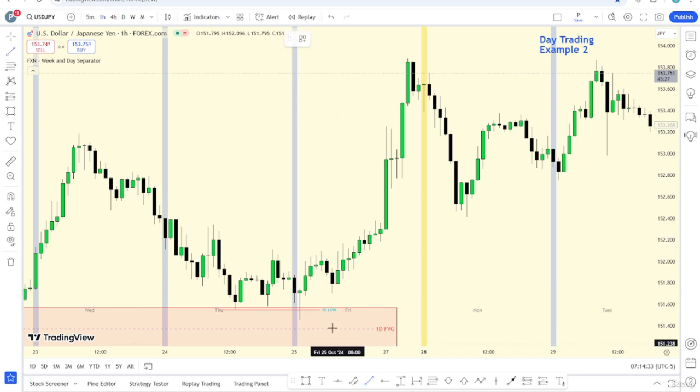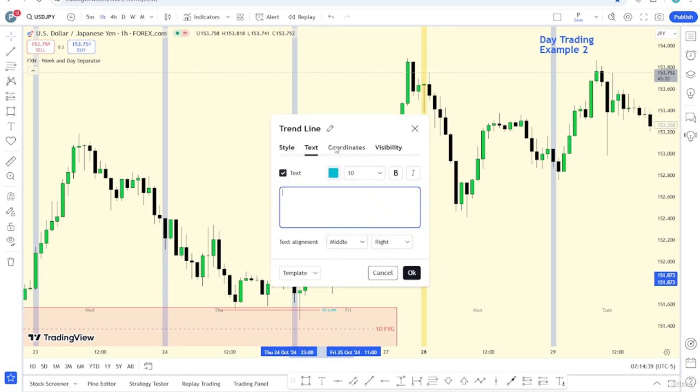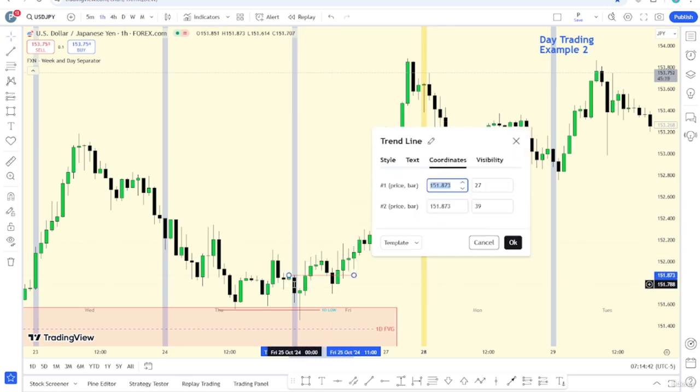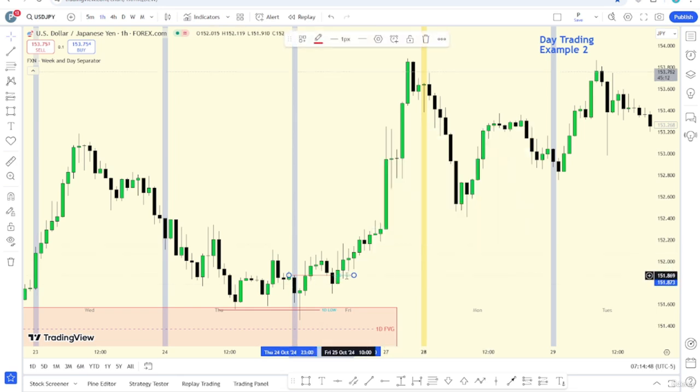So basically this is our entry order block. Let's get maybe the coordinates of that high, which is 151.873. So that is our order block. This is our 1 hour order block. 1 hour order block high. That is our entry point.